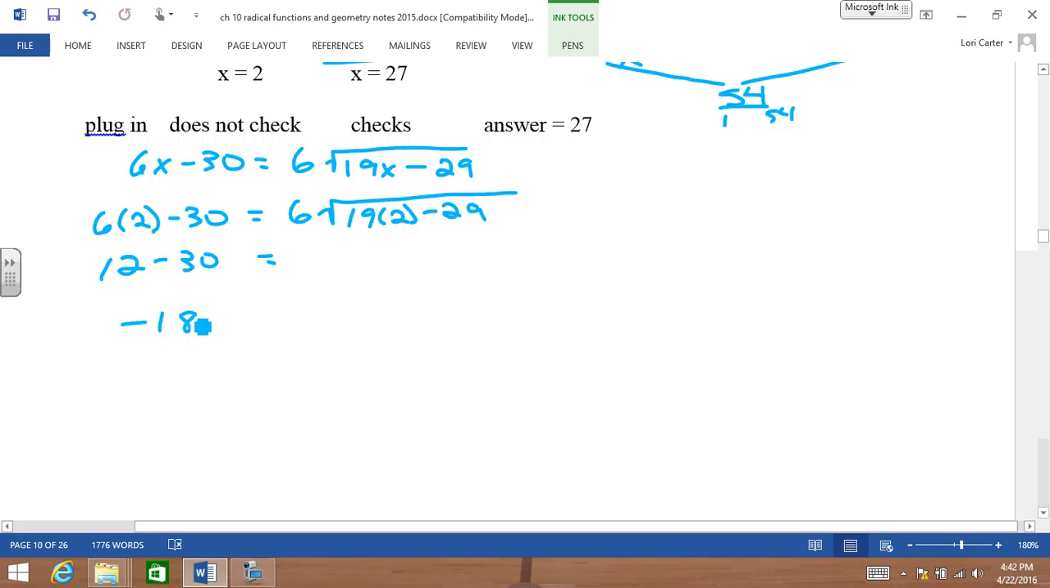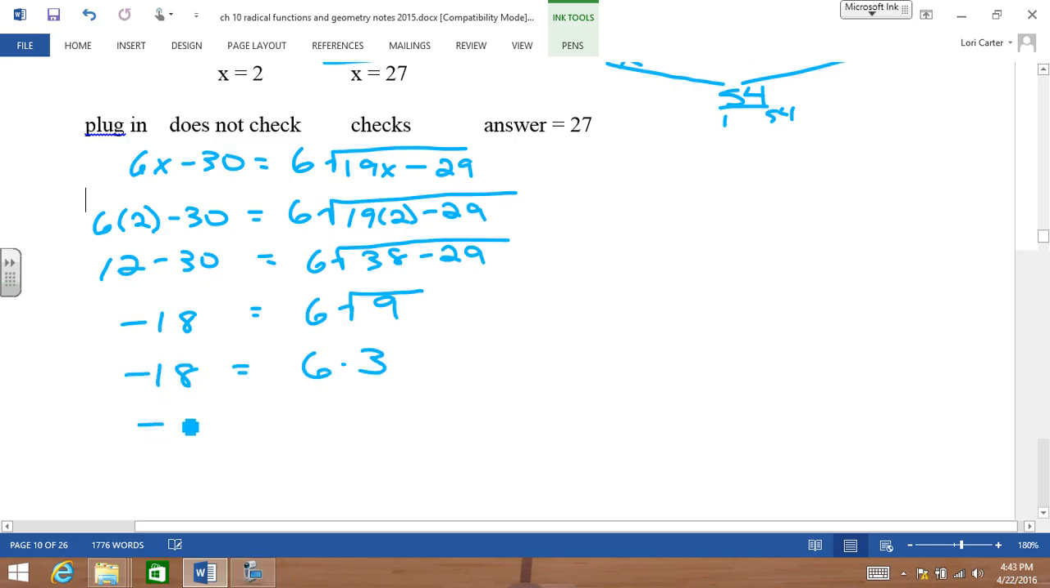So we've done that side of the equation. So we need to go to the other side. So 19 times 2. So that's 6 times the square root of 38 minus 29. 38 minus 29 is 9. So that's 6 times the square root of 9. Well, we know that the square root of 9 is 3, so that's 6 times 3. Now we have the negative 18 equals 18. Not a true statement, so 2 is not a solution.